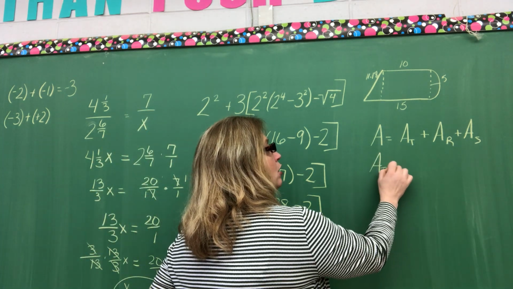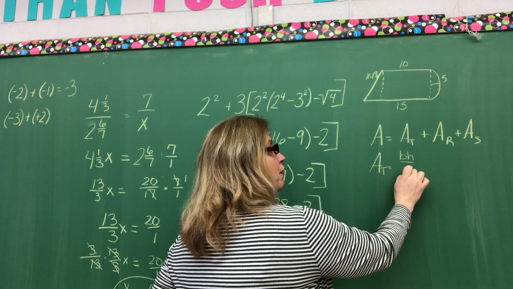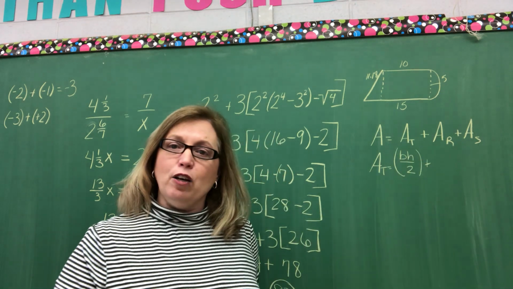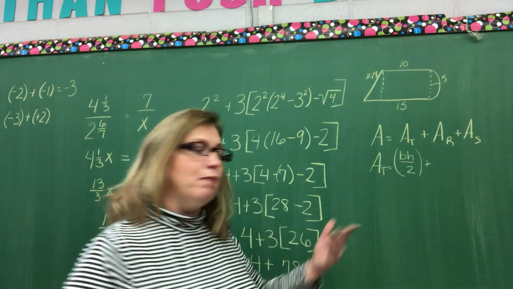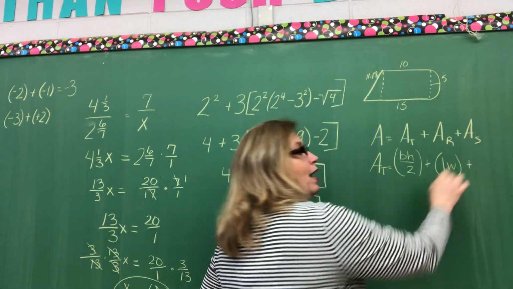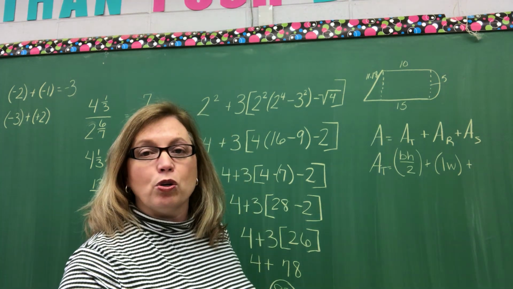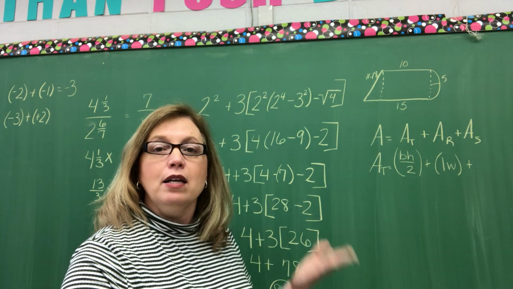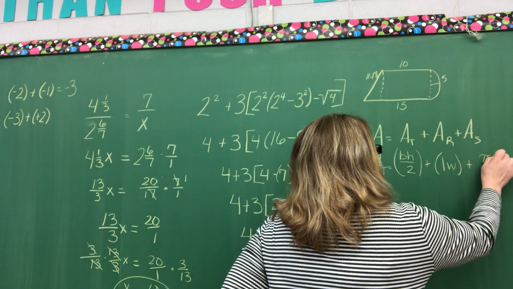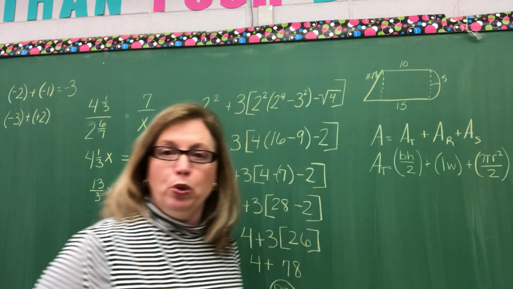Well, the total area is going to be the area of the triangle, which is base times height divided by 2. Then I'm going to find the area of my rectangle by simply saying length times width. And of course, we have to find the area of our semicircle. The area of our semicircle is going to be pi times radius squared. It's a semicircle, so we're going to divide by 2.